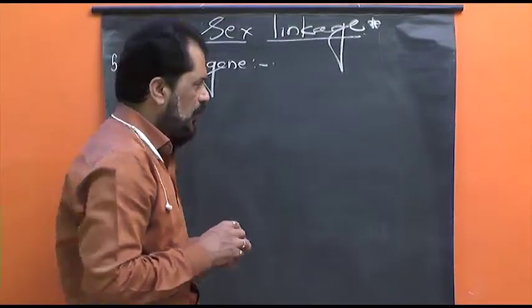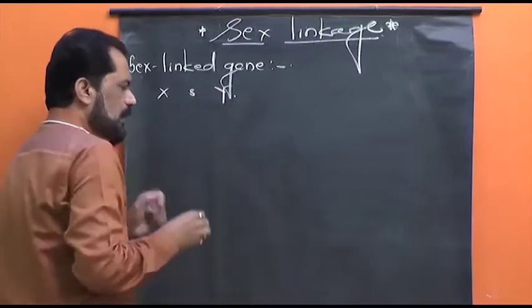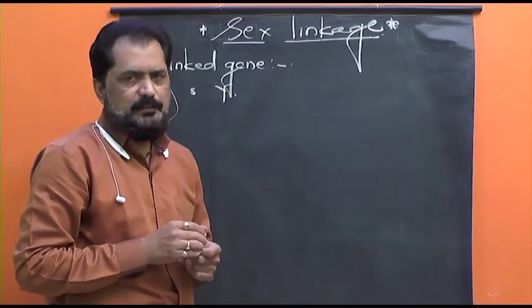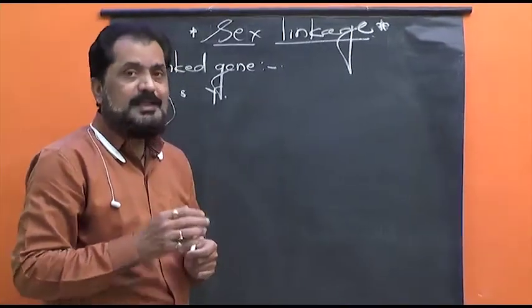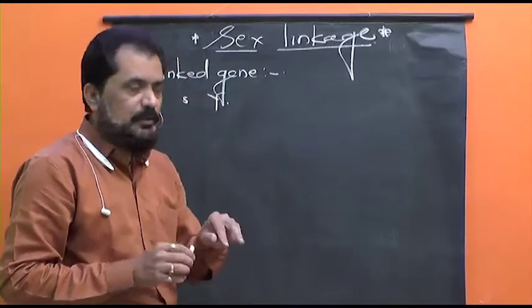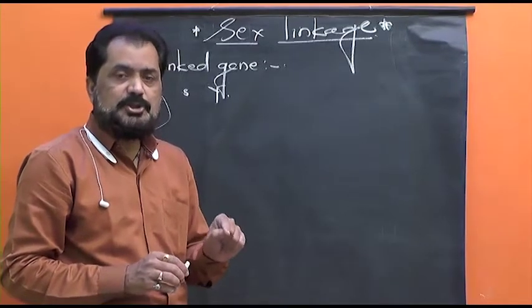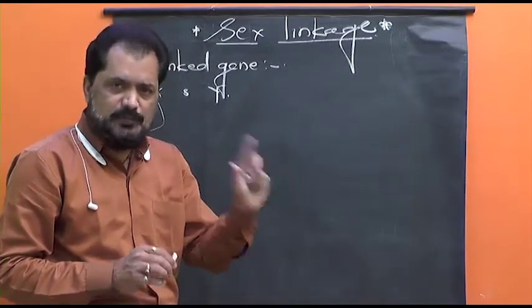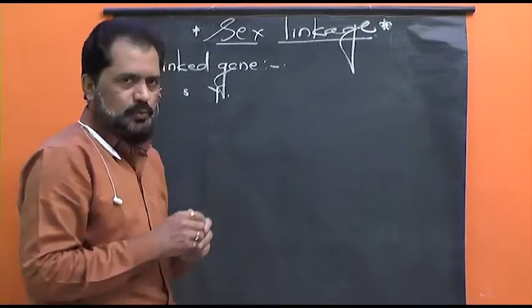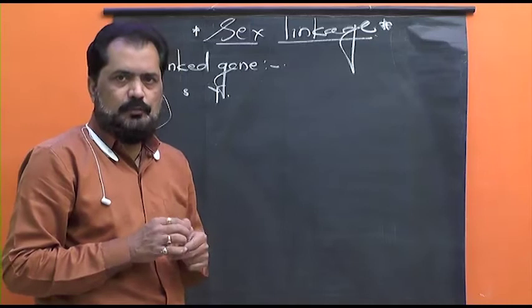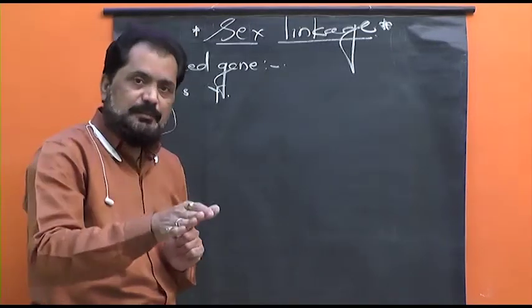All of you know, in human beings, two types of sex chromosomes are present, such as X and Y. Now, these X and Y are known as sex chromosomes because these chromosomes are responsible for the determination of sex of that individual, isn't it? It means that the X and Y chromosomes contain the genes for sex determination.